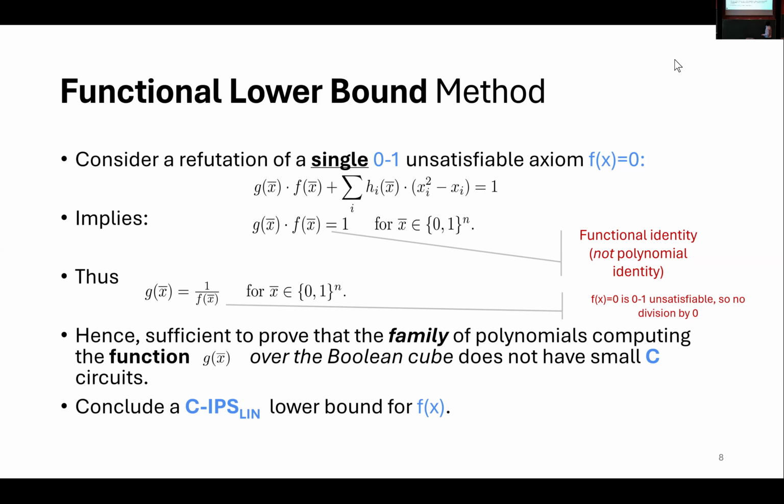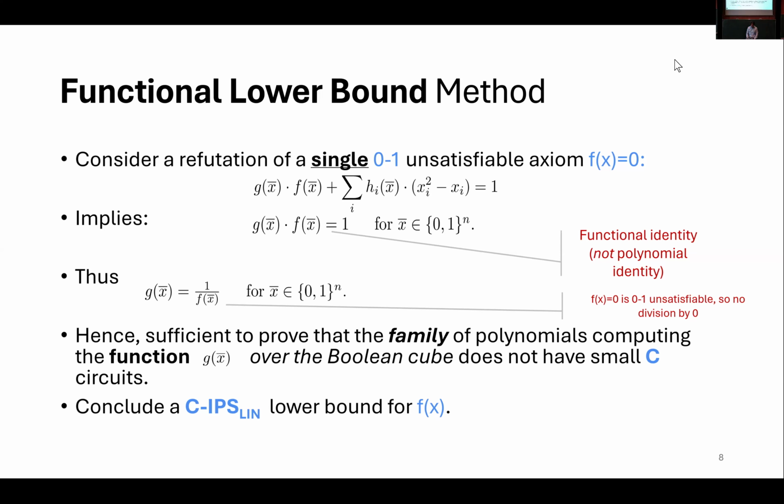Now, what is the functional lower bound? The functional lower bound is the following: a very simple reduction, which in some sense is reminiscent of feasible interpolation. It's a reduction between proof size and circuit size. And here it's even simpler. So consider a refutation of a single axiom. It's important that it is a single axiom, F(x) = 0, unsatisfiable over {0,1}. And this is the refutation, right? Now this implies that G times F equals 1 over the Boolean cube.